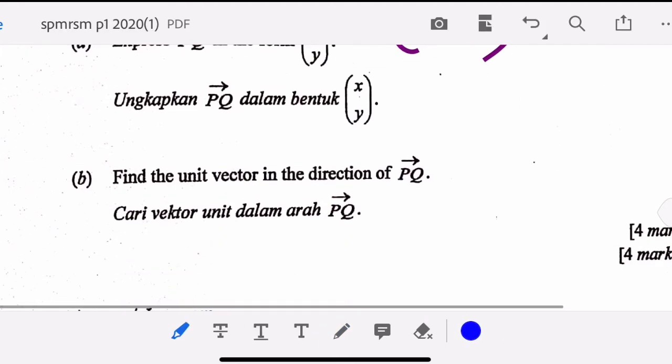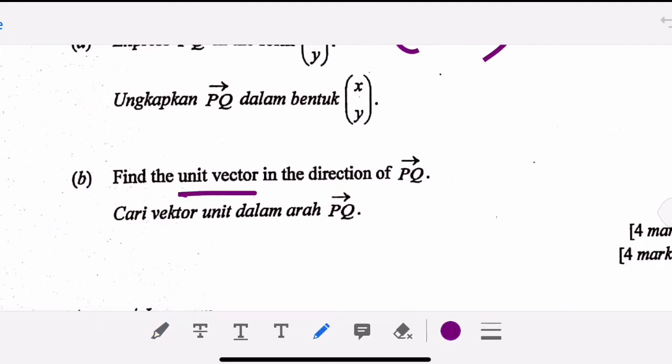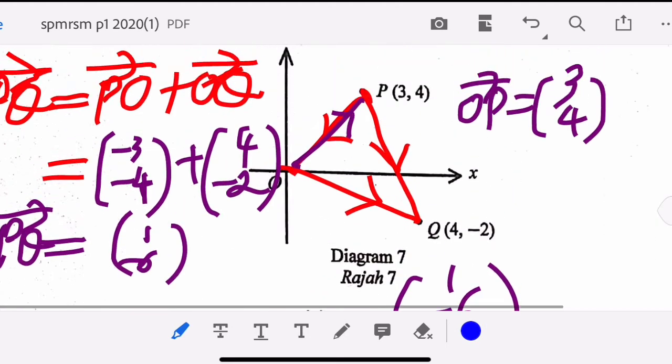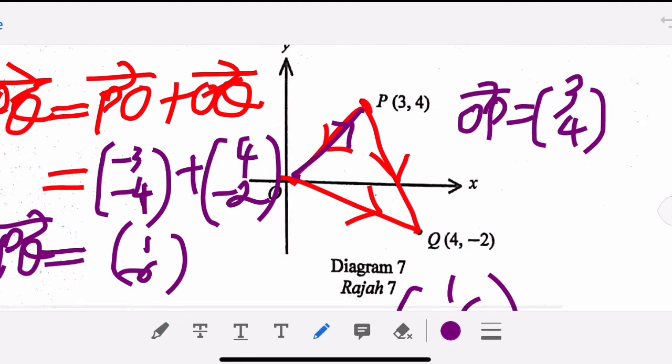Next, we find the unit vector in the direction of PQ. That means a unit vector is just one unit out of the magnitude, the total length, of PQ.